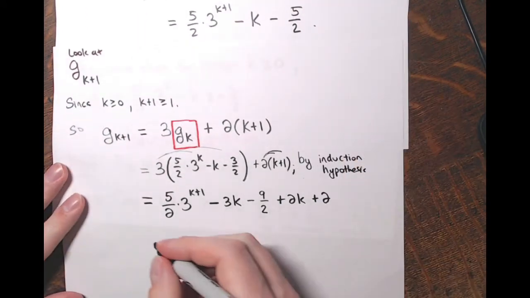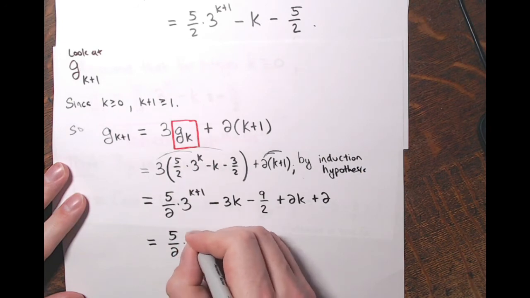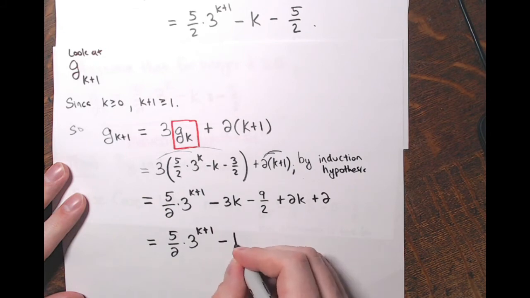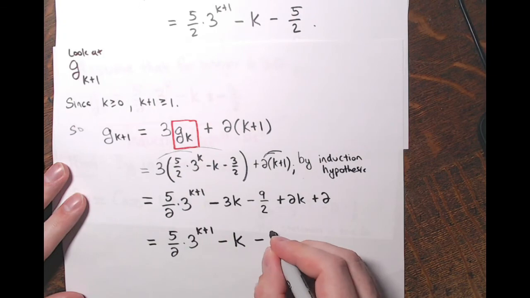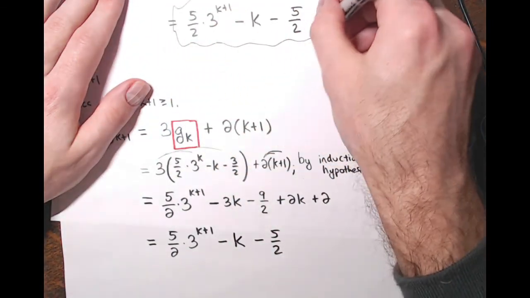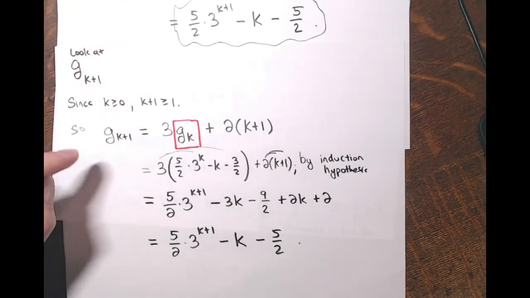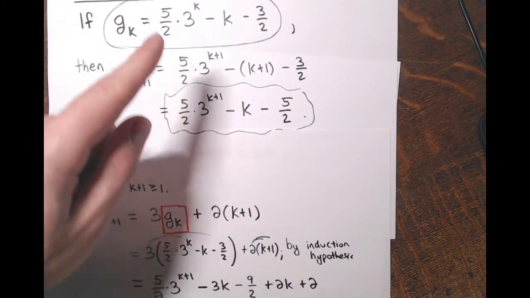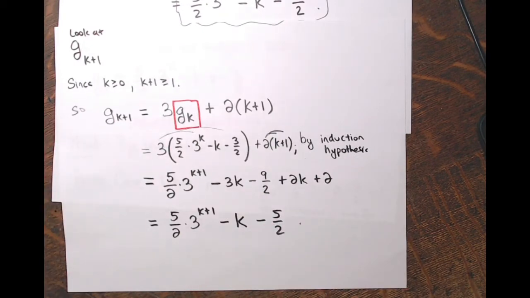And combining some like terms here, this is 5 halves times 3 to the k plus 1. Then negative 3k plus 2k, that's minus k. Negative 9 halves plus 4 halves is negative 5 halves. And this is exactly what I had here that I said I was trying to show. So we have shown that if the statement was true for k, then it will be true for k plus 1, the next integer up.